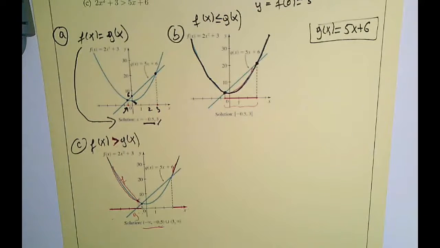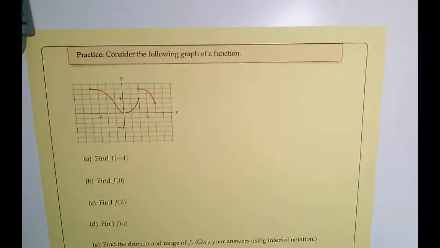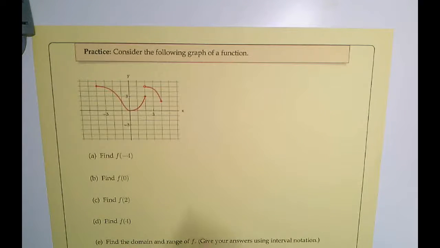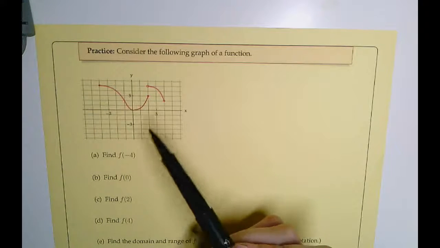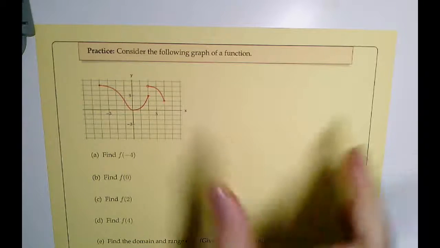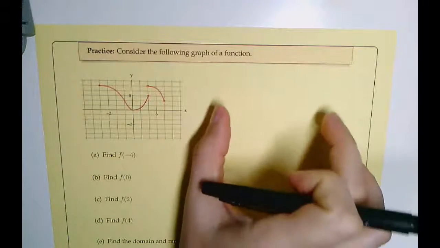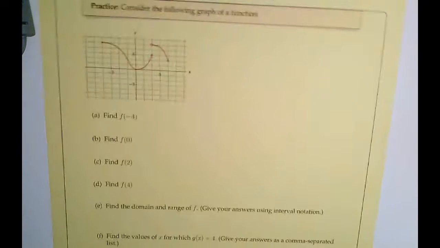All right, so let's do one practice, and then that will be it for lecture 3, I guess. So let's look at this function. We can tell that it's a function. It passes the vertical line test. It's a piecewise defined function. We don't have the algebraic expression for it, but we don't need it to solve these questions.